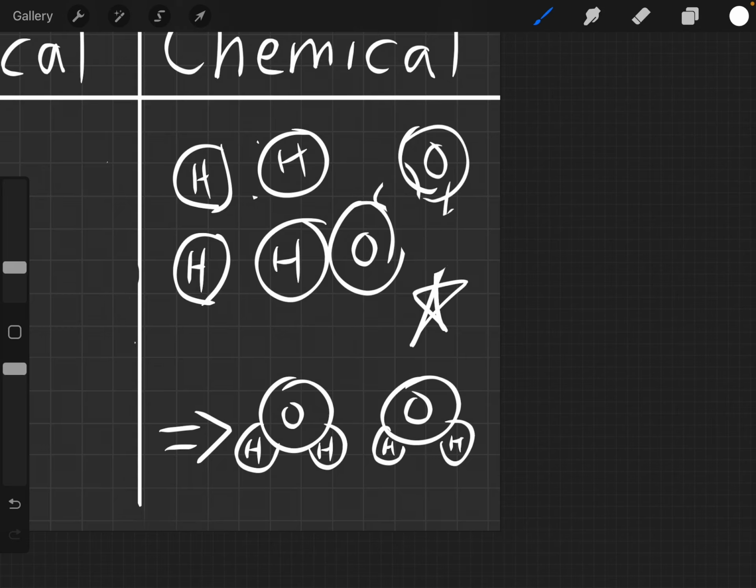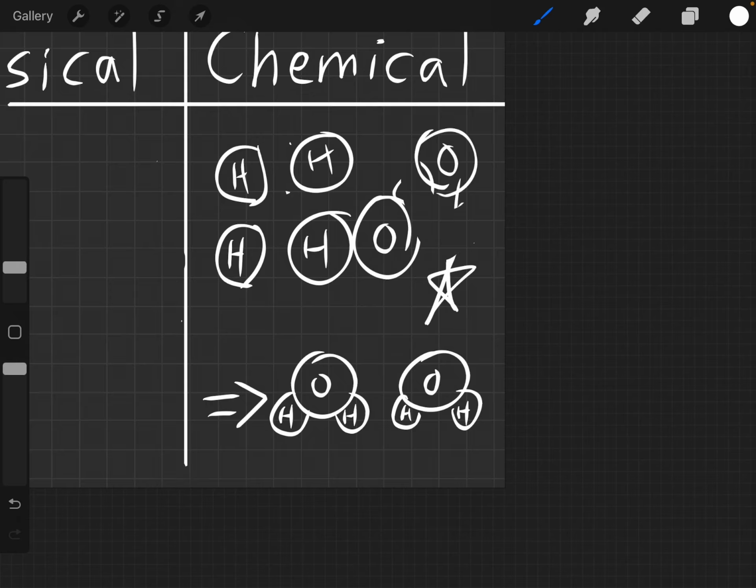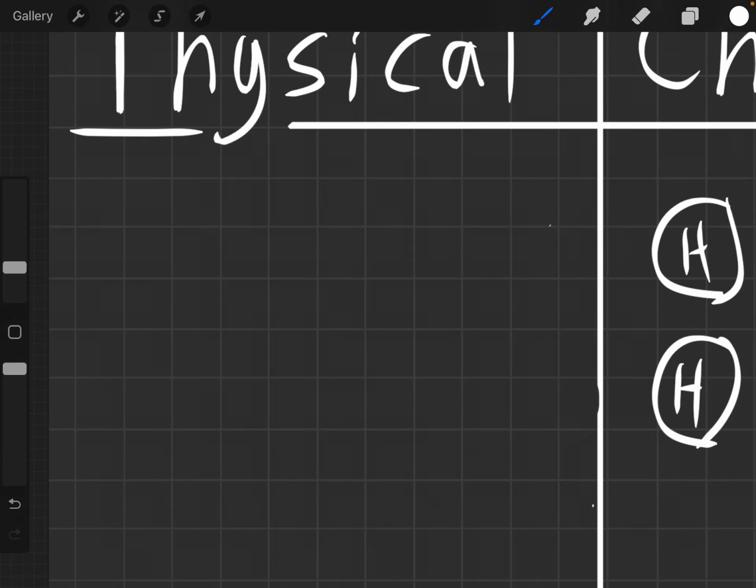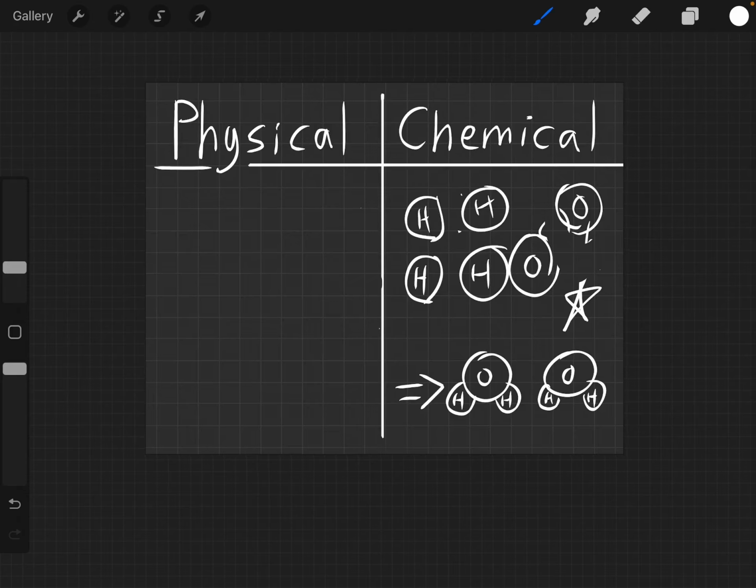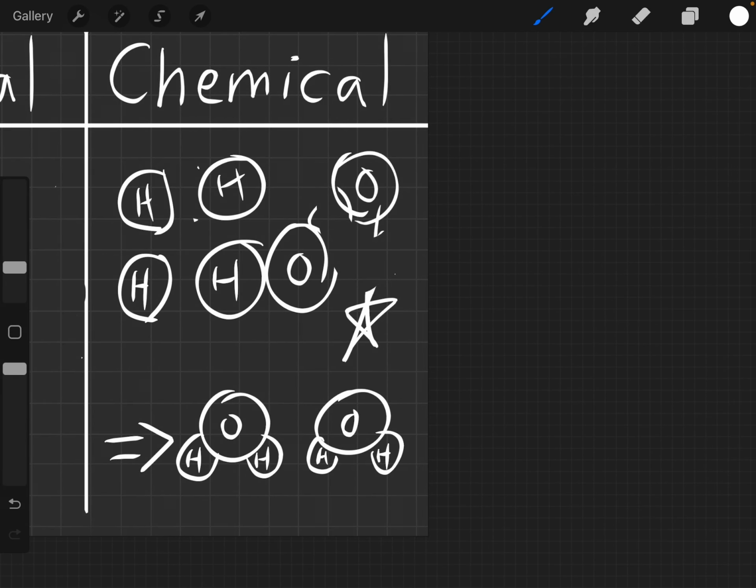If you burn hydrogen gas, it reacts with oxygen to create water vapor. But you can see here the molecules that we had at the start are not the same molecules that we have at the end. This is different to the physical changes where ice and water and steam, they're all made out of the same molecules. A chemical reaction changes the molecular structure of the substance.